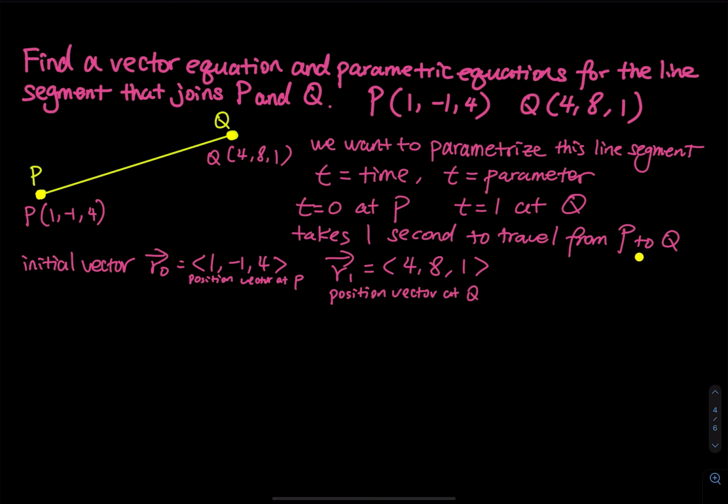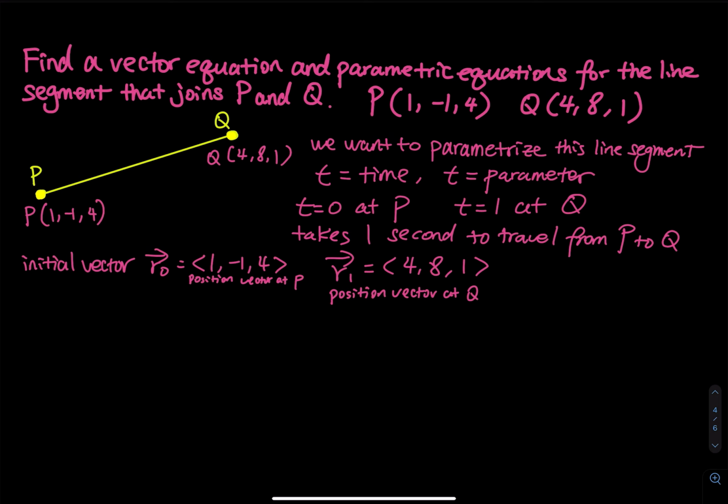So we have two initial vectors. The first is r of 0, which is (1, -1, 4). This is the position vector at P. And then r of 1 is (4, 8, 1). That is the position vector at Q. What we are trying to do next is write a vector equation for the line segment that joins the tip of the initial vector and the tip of r1.